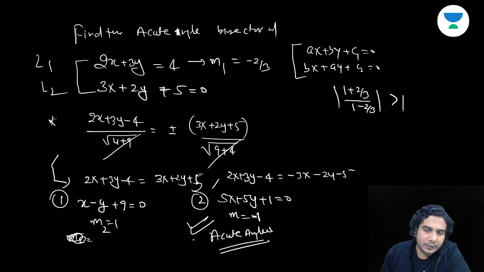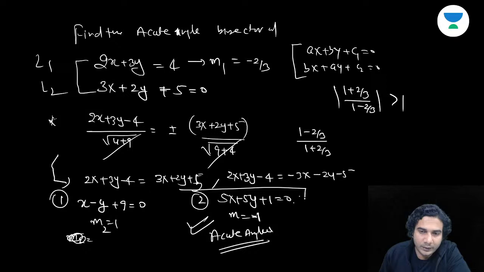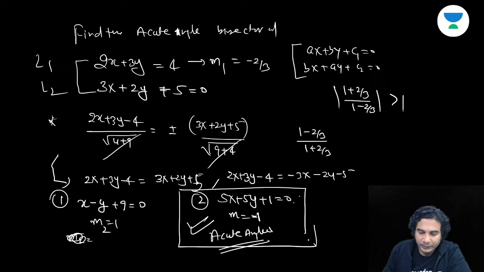No need to check it. If you take the minus sign, then it is going to be 1 minus 2 by 3 upon 1 plus 2 by 3 for this one, for the second bisector, with the first line or second line, whatever line you want to choose. So the acute angle bisector is 5x plus 5y plus 1 is equal to 0.